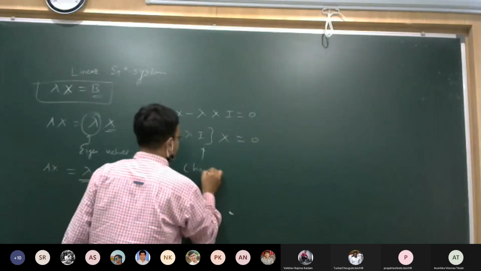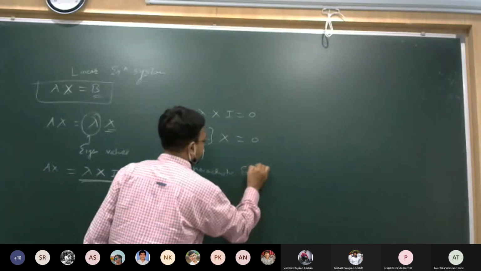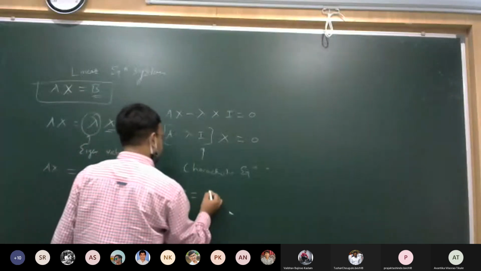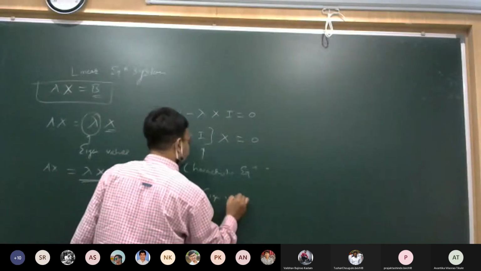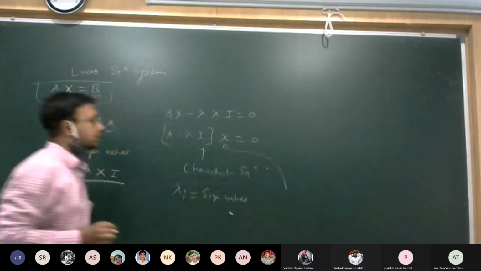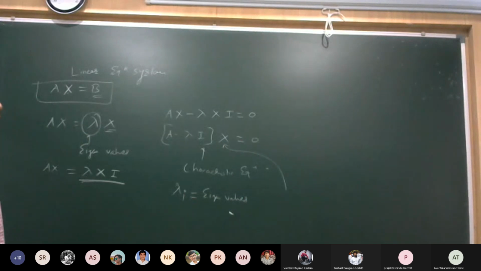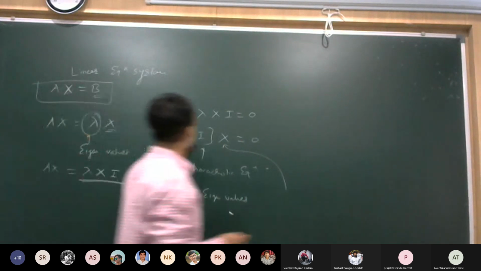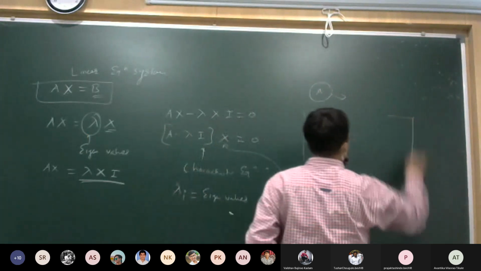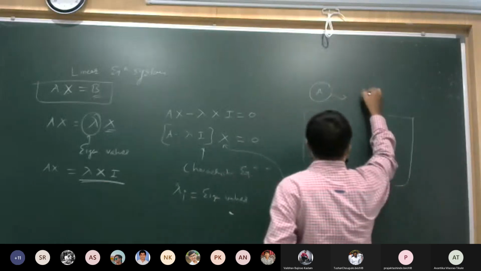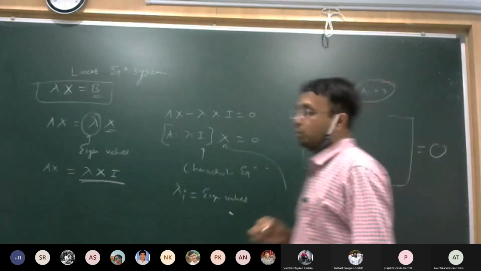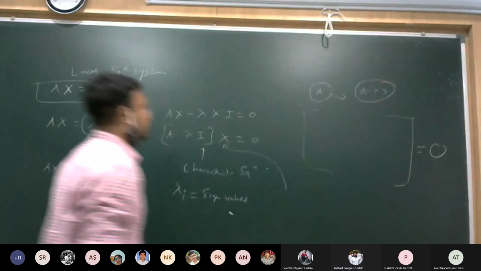So this is the characteristic equation for finding the eigenvalues. Lambda would be the eigenvalues, and the corresponding vector can be found here, by simply putting the particular values for lambda. Suppose the A matrix is given. We need to calculate A minus lambda I, and we have to equate that equation to 0, whatever the values given.